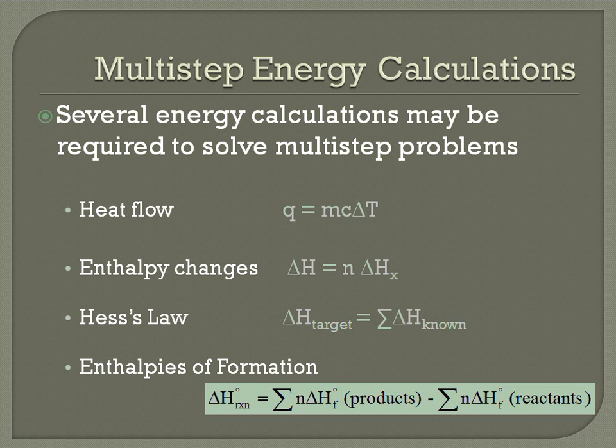The last thing we've got to look at is the multi-step energy calculations. I'm actually going to do this in class one day. So several energy calculations may be required to solve the multi-step problems. You might need to use Q equals mc delta T if you've got any calorimetry type questions. You might have to use an enthalpy change, where you have a standard enthalpy that you look up and apply to whatever the enthalpy change is for that reaction. You might use Hess's law, like you've learned in other videos, or you might use the enthalpies of formation like I just showed you.